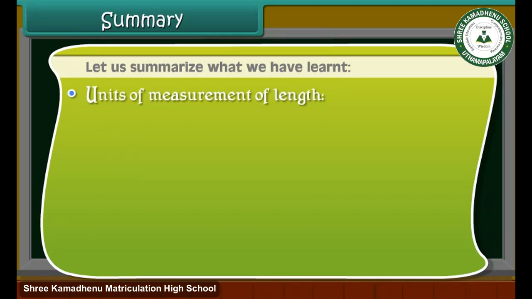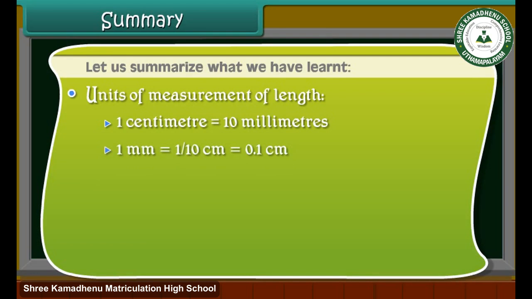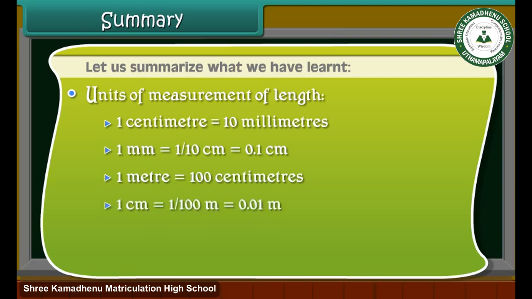Units of measurement of length. 1 centimeter is equal to 10 millimeters. 1 millimeter is equal to 1 by 10 centimeter. That is equal to 0.1 centimeter. 1 meter is equal to 100 centimeters. 1 centimeter is equal to 1 by 100 meter. That is equal to 0.01 meter. 1 kilometer is equal to 1000 meters.